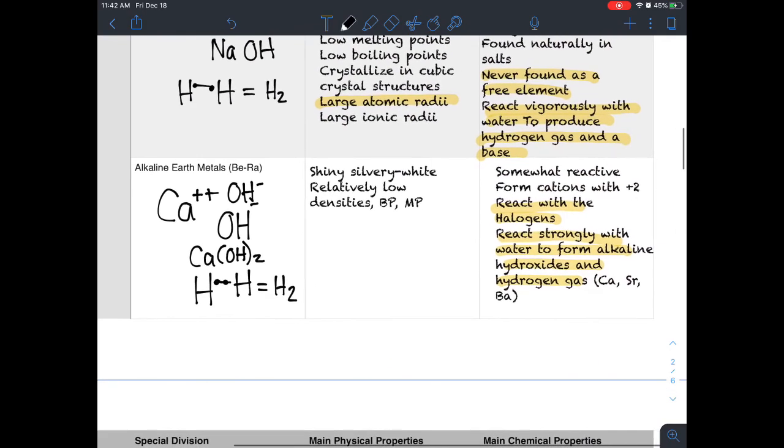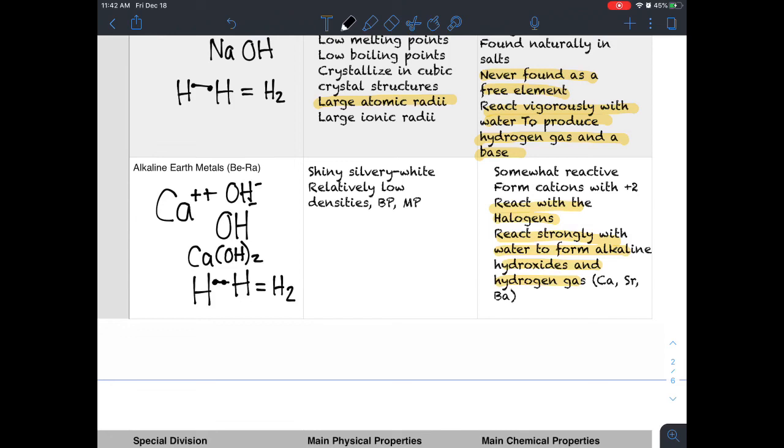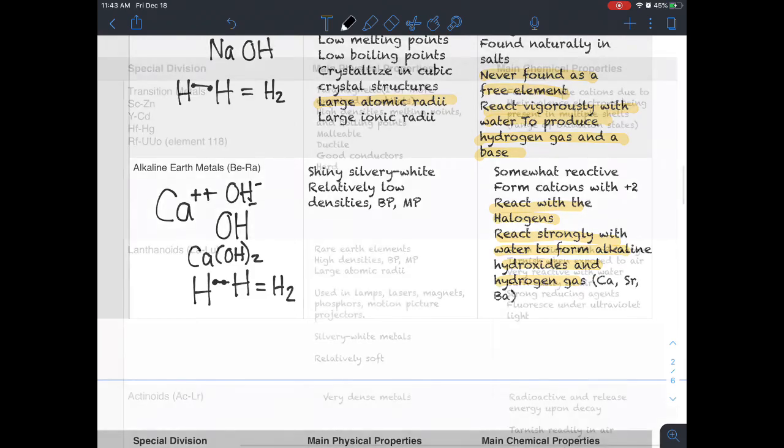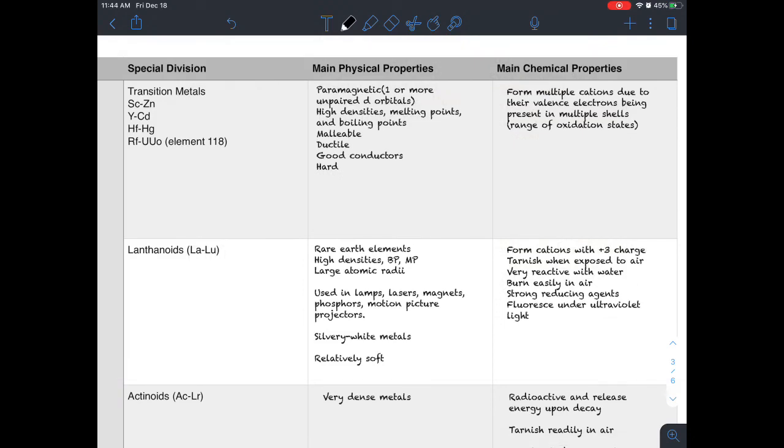All right, as far as anything else goes here, for the physical properties: shiny, silvery white in color typically, relatively low densities. They're more dense than the alkali metals typically, but again, relatively low densities, melting points and boiling points. And everything we're doing is comparing that to actual metals of, like copper and lead and gold, mercury, those types of things. Our next section is looking at what we call the transition metals.